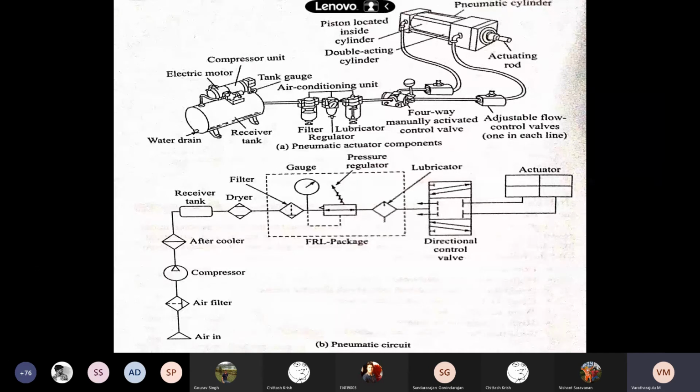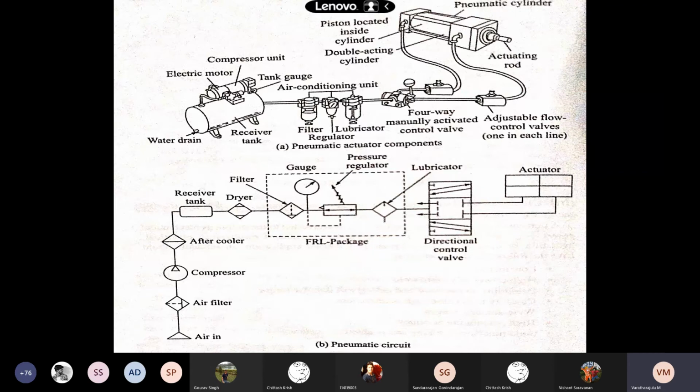And we have the compressor, and I have detailed the pressure: we can operate from 500 kilopascal to 1 megapascal. Due to this lower operating pressure, the pneumatic actuator generates much lower force when compared to the hydraulic actuator. And we have the air treatment unit.